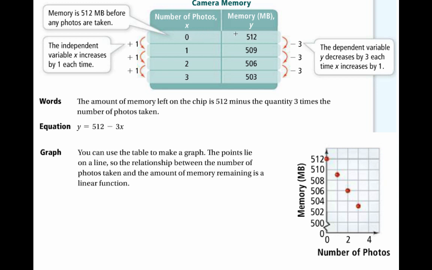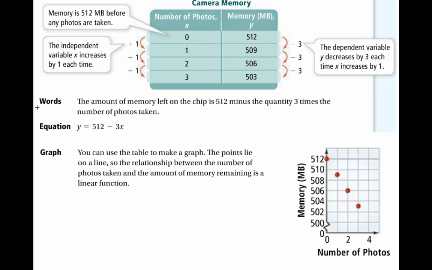Okay, and so the starting point, we call this an initial condition. So we will refer to initial conditions quite frequently. So initial condition is like our starting value. So the independent variable x increases by 1 every time. The dependent variable y decreases by 3 each time x increases by 1.